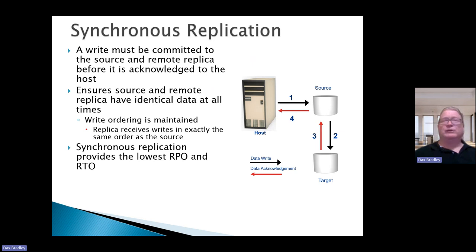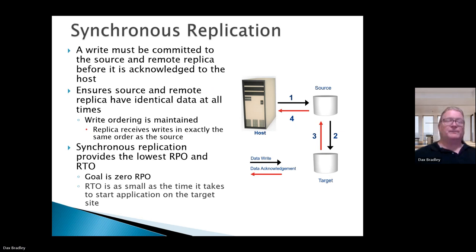Synchronous replication provides the lowest RPO and RTO. The goal, of course, is zero. Now, in a perfect world, it would be that all the time. However, in reality, probably not always going to hit that benchmark. RTO is as small as the time that it takes to start the application on the target site. So not locally, but the target site, however long that takes to start, that's your RTO.